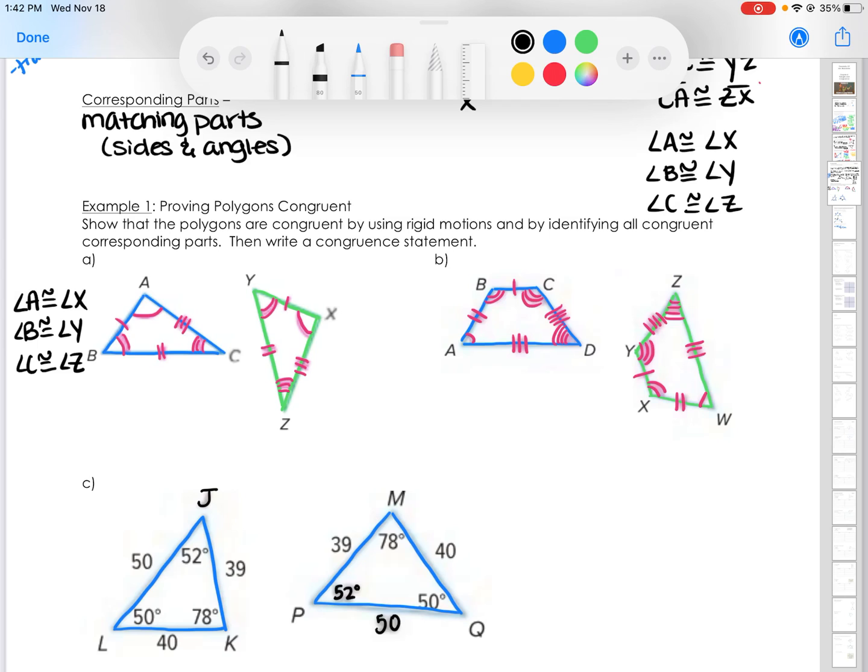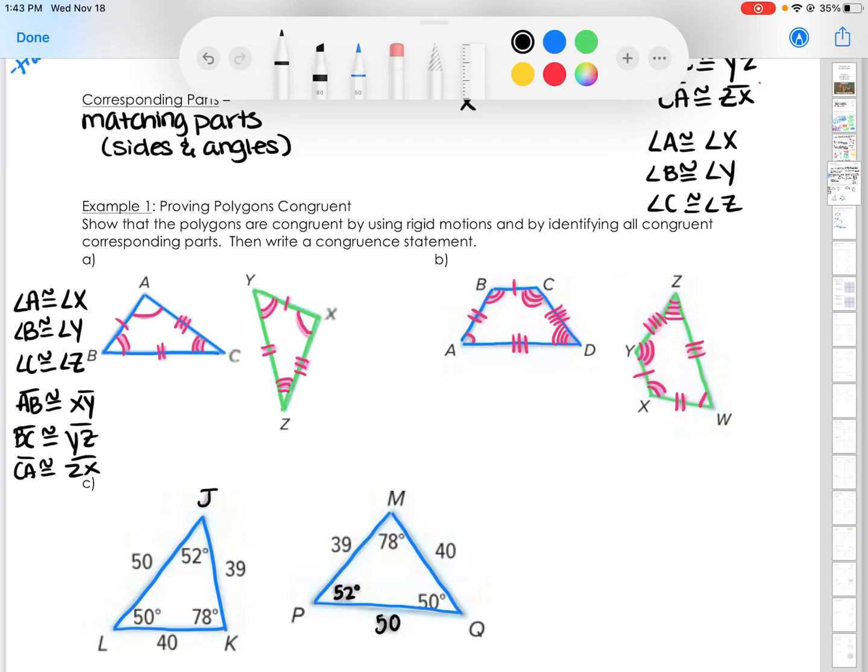Now I want to make sure that the sides match up. I'll start with AB. AB has 1 dash mark on it, so does XY. Then BC has 2 dash marks on it, as does YZ. And CA has 3 dash marks, and so does ZX.